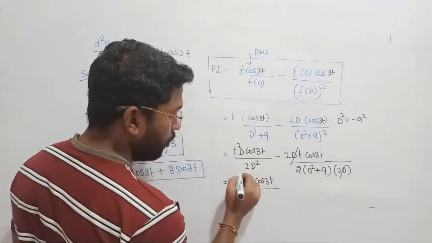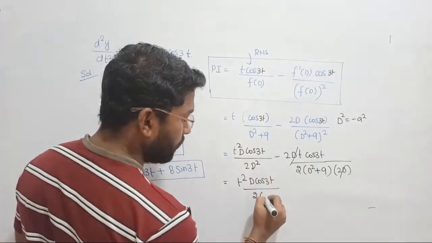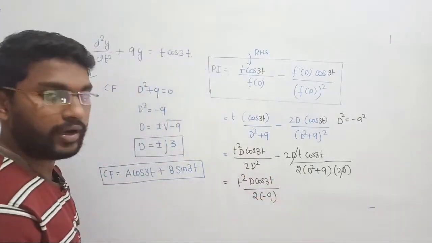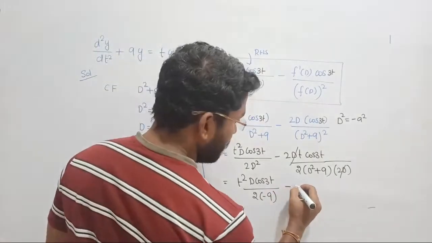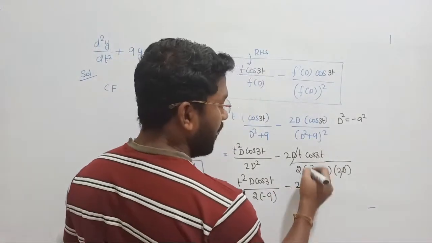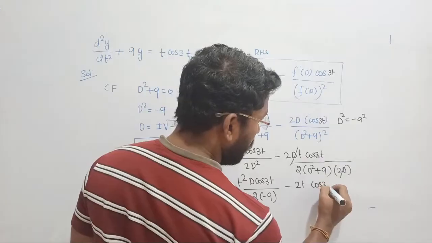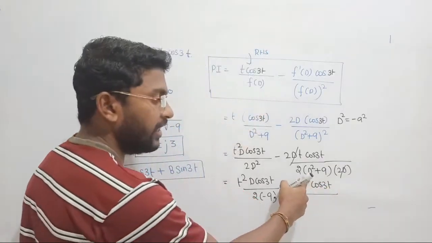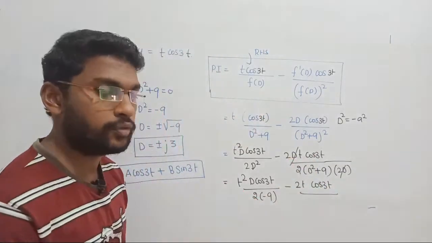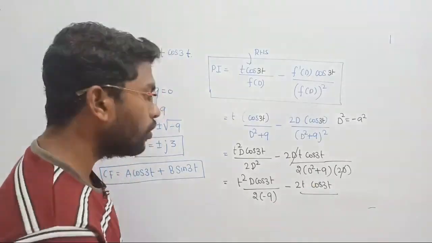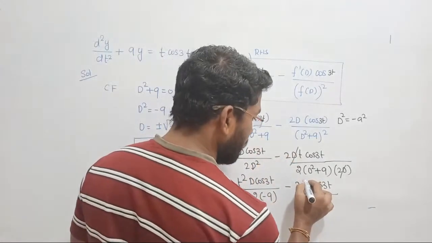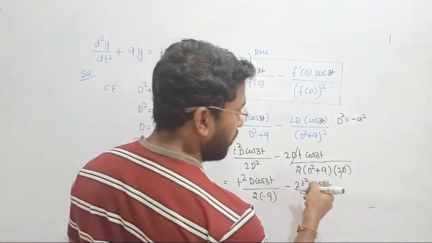Now in the denominator, 2 into d square will be replaced by minus 9, that is minus a square, we all know. Similarly, minus twice of t. Here we had a problem. Once again, in the denominator, if you substitute d square minus a square, it is going to be 0. So what do you have to do? We have to do one more differentiation, multiplying the numerator and differentiating the denominator.